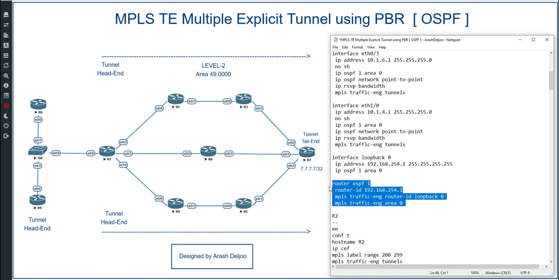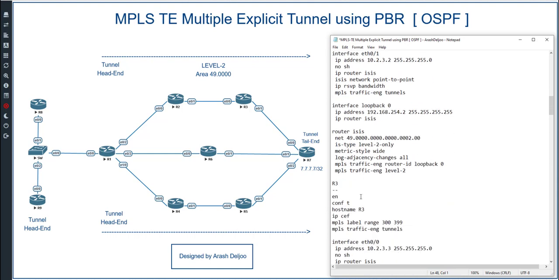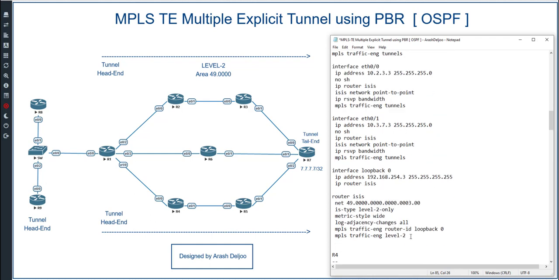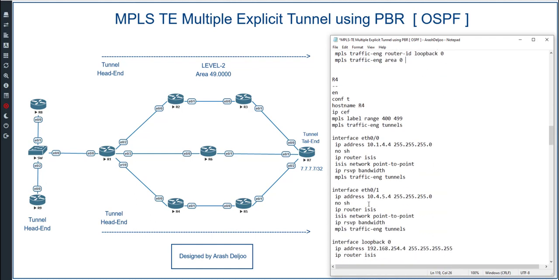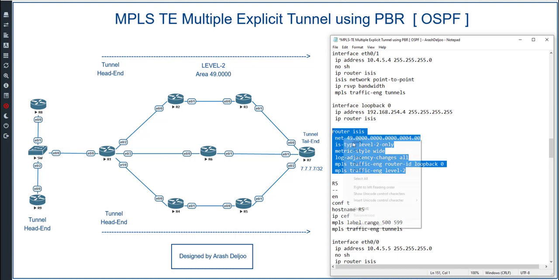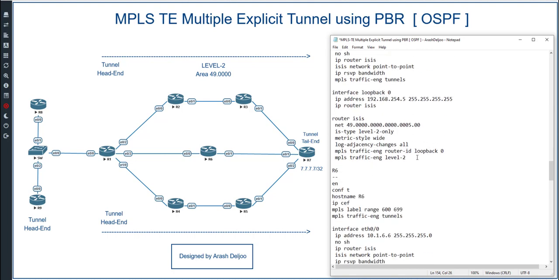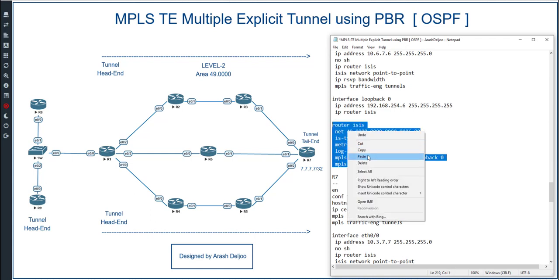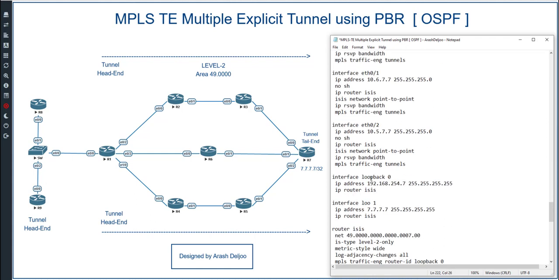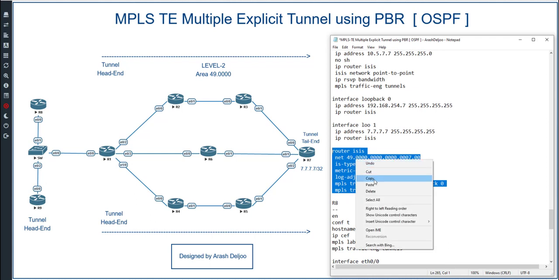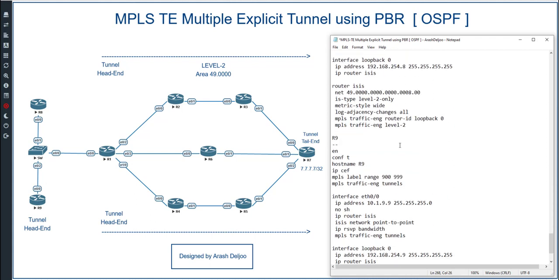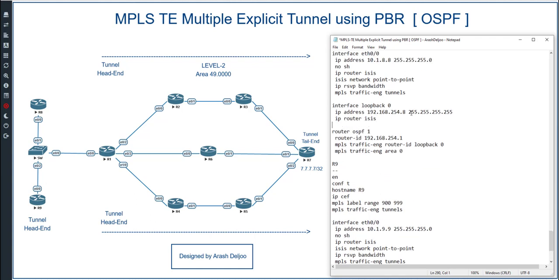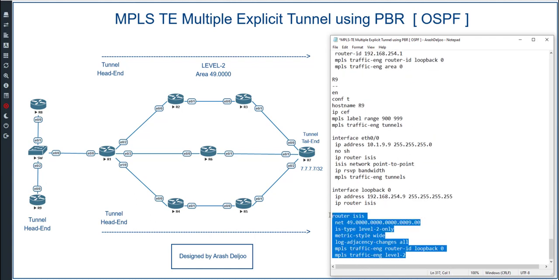Let me copy this part of the configuration and paste it on router 2 instead of the ISIS, and also on router 3, and after that router 4, and then router 5, router 6, and after that router 7. This is the router 7 configuration, and then for example router 8, and finally router 9. Also we need to change some parameters such as the router ID in this configuration.